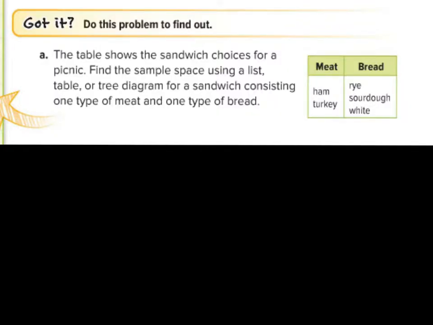And now we have an example that we can try ourselves. The table shows the sandwich choices for a picnic. Okay, so we have sandwich choices of meat and types of bread. For the meat, we have ham or turkey. And for the types of bread, we have rye, sourdough, or white. Okay. Find the sample space using a list, table, or tree. So we can use whichever one you like for a sandwich consisting of one type of meat and one type of bread. So how many different types of sandwiches can we make with these options? If you think you know how to do it, please pause the video and try it yourself now.